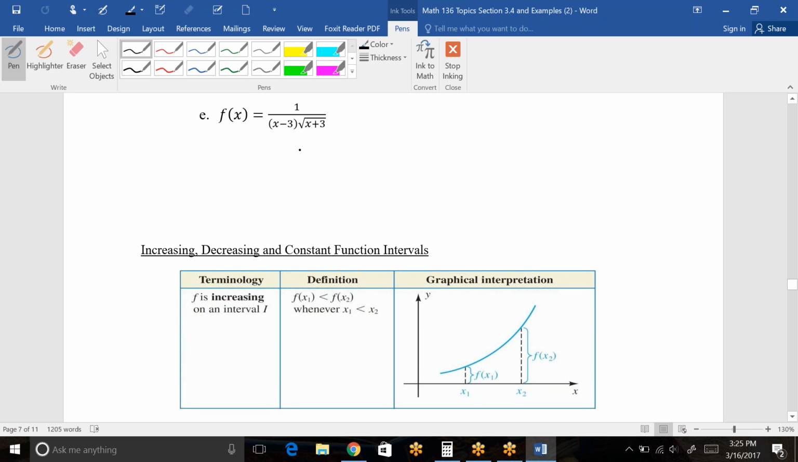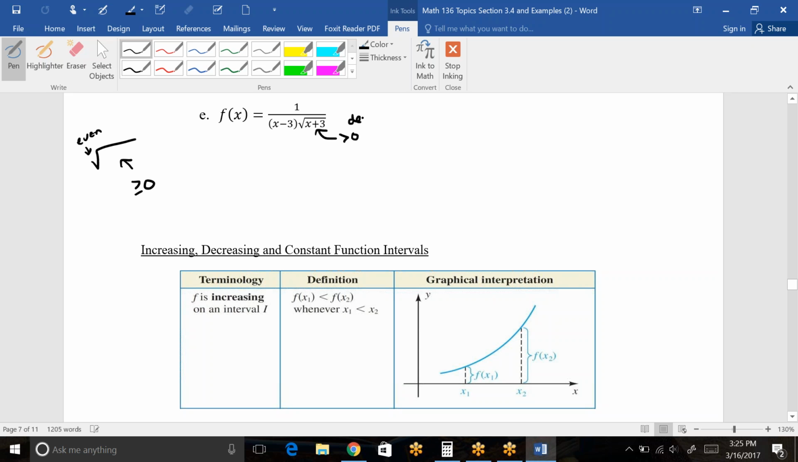This has both situations. When there is a square root, so this is an even root, square root is even, you need to keep this greater than or equal to 0. But in this scenario, you can't just be equal to 0 because you already have this in the denominator.